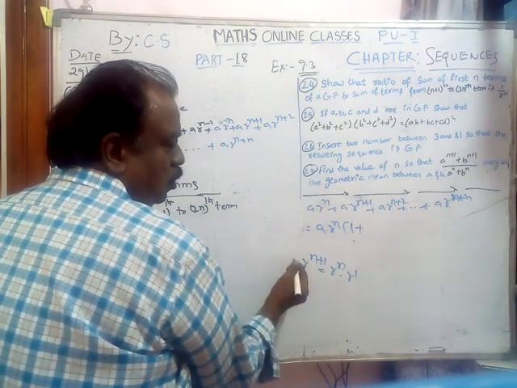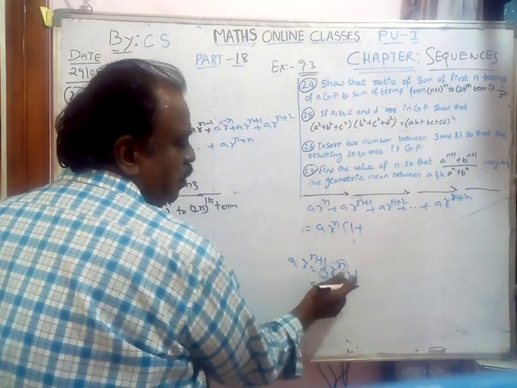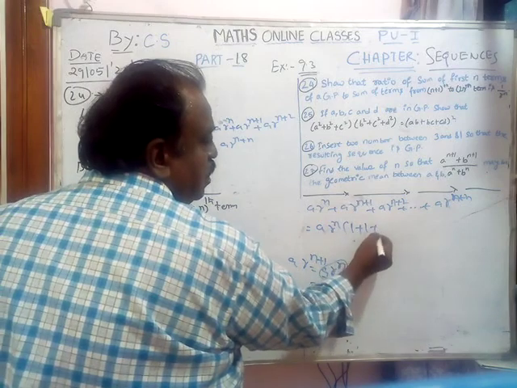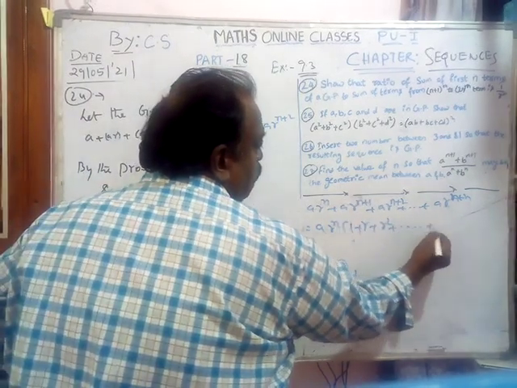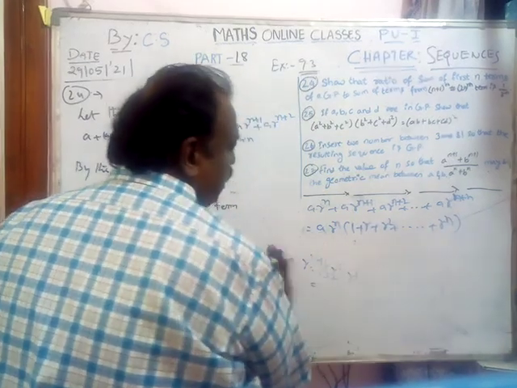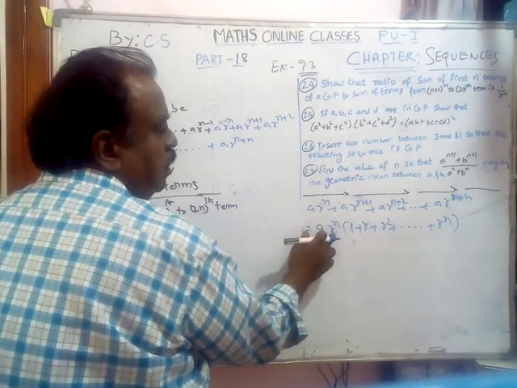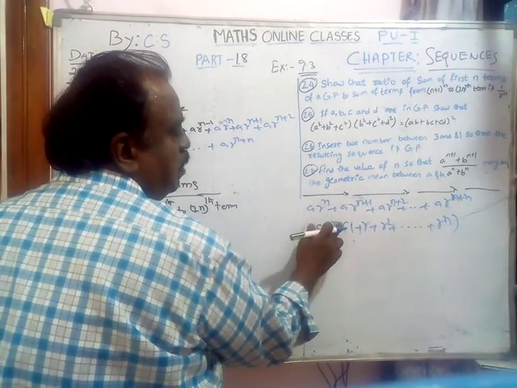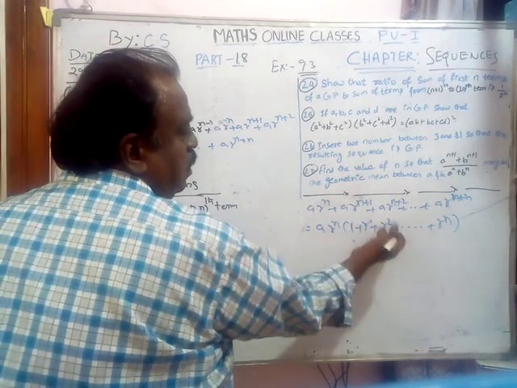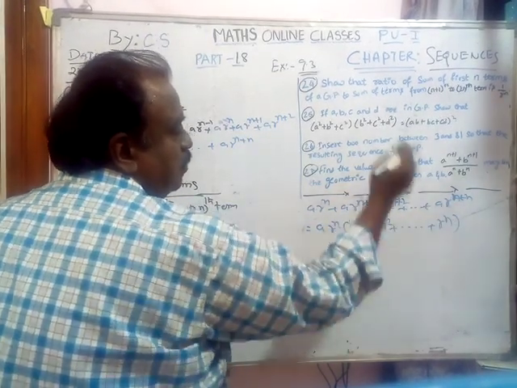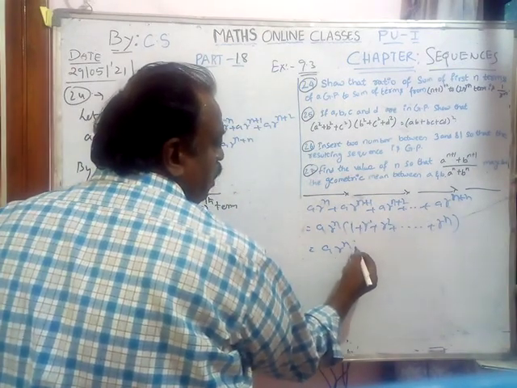Okay na? So here a r power n is taken as common. So r is there here. Here r square is there, and so on up to here r power n is there. Will you agree? r power n into 1, r power n. r power n into r, r power n plus 1. Similarly, n plus 2, n plus 3, n plus n. Is okay now?